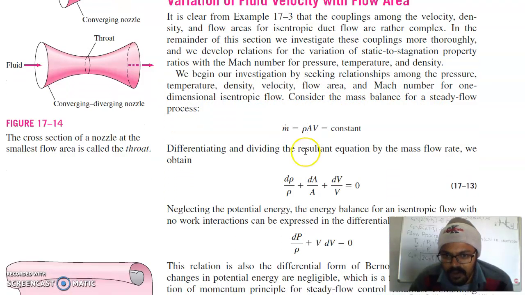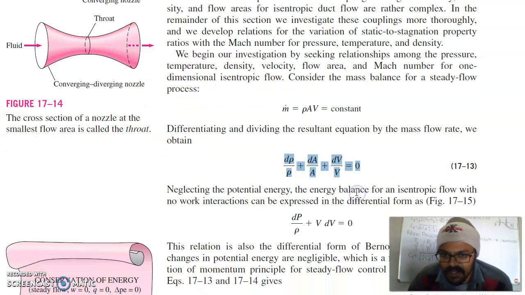So differentiate this. After differentiating, divide by this quantity. During differentiation, when you take the derivative of density, the other terms remain constant, plus the derivative of the second term, with the rest remaining constant, plus the derivative of the area, with the other terms remaining constant, and you will get this after differentiating.